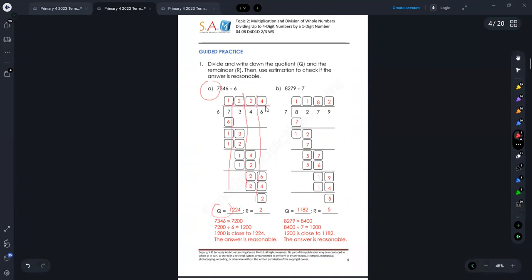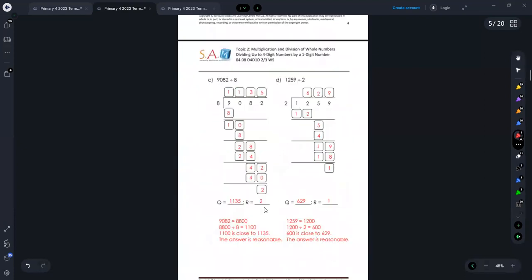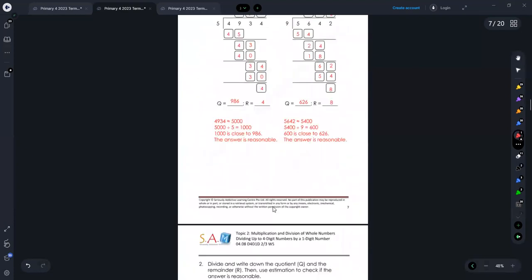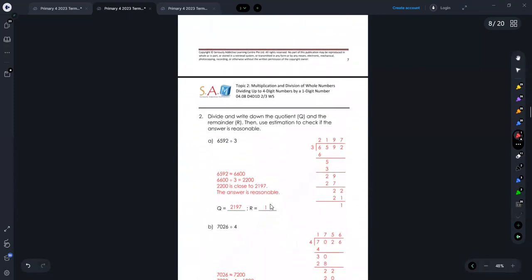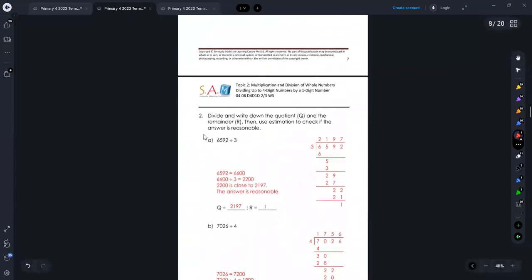Quotient would be the answer here. 7,346 divided by 6, that's a quotient, right? And then if there's a remainder, it's denoted as R. Depending on whether they need more practice or not, if they don't, you can just move to question 2A. Make sure that they do the steps on their own and then write down the quotient and the remainder.